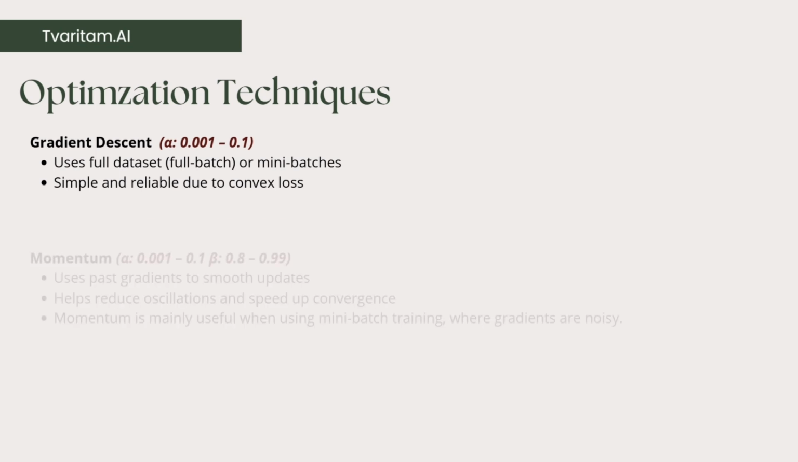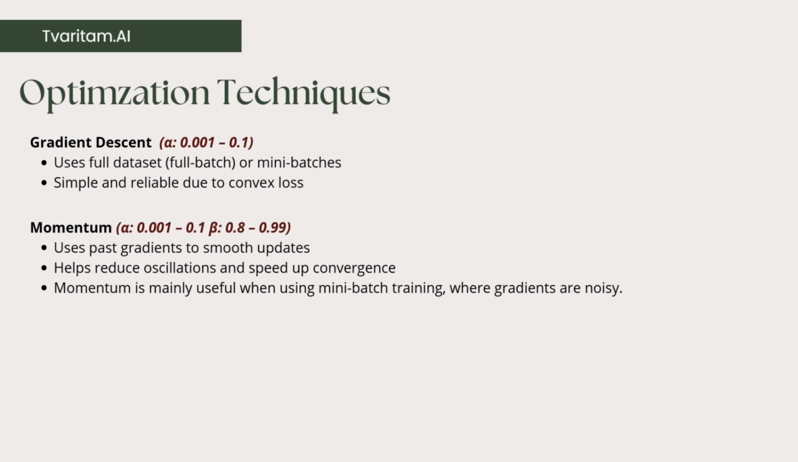An extension of gradient descent is gradient descent with momentum, and it is mainly useful when we are using mini batch training, where we are using different batches of data or subsets of data to compute the gradients, and they can lead to noisy gradients. So instead of relying on the current gradient, it also considers past gradients. It computes a moving average of previous gradients, and this helps smooth out noisy updates and reduces oscillations. This speeds up convergence in the right direction.